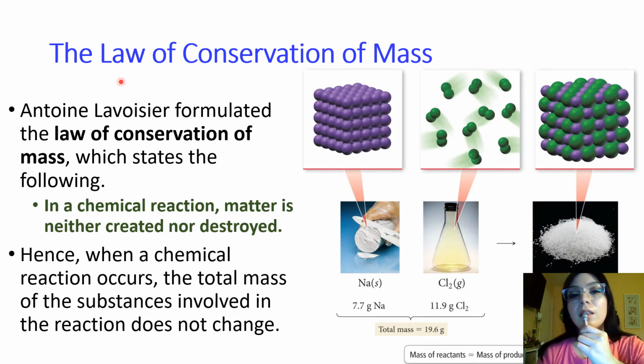He formulated the law of conservation of mass, which is essentially the idea that when you start off with a certain amount of matter, and then a chemical reaction occurs, you're going to end up with the same amount of matter after. It doesn't matter what type of chemical reaction occurs, you end up having the same amount at the end. So, for example, you start off with 7.7 grams of sodium. You react with 11.9 grams of chlorine gas. Total, you have 19.6. Once you react this, you'll end up getting 19.6 grams of table salt, sodium chloride. So you will always have the mass of reactants equal to the mass of the products.